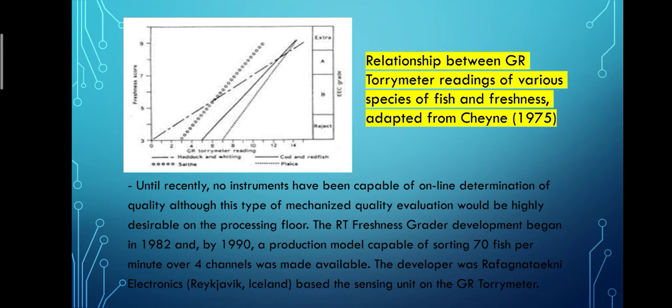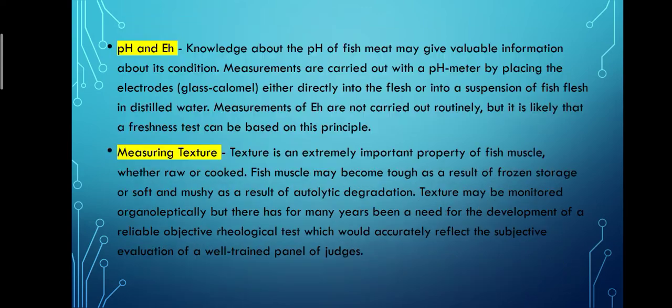Until recently, no instruments have been capable of an online determination of quality, although this type of mechanized quality evaluation would be highly desirable on the processing floor. The RT freshness grader development began in 1982, and by 1990, a production model capable of sorting 70 fish per minute over 4 channels was made available. The developer, Rafagnaticny Electronics, based the sensing unit on the GR thermometer.